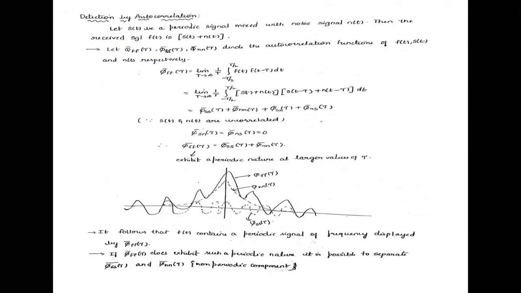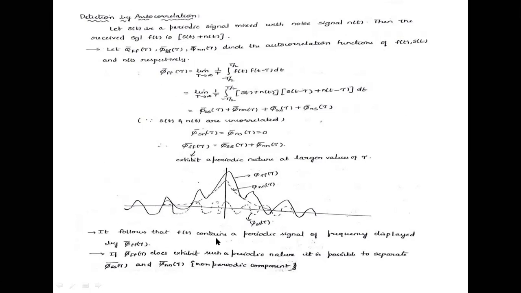So, detection by the autocorrelation function. If I take the same signal, the autocorrelation function is a shifted version. Let s of t be the periodic signal mixed with the noise signal n of t, then the received signal is f of t equal to s of t plus n of t. The periodic signal is mixed with the noise signal. Let us say this is a periodic signal and the noise is added here.